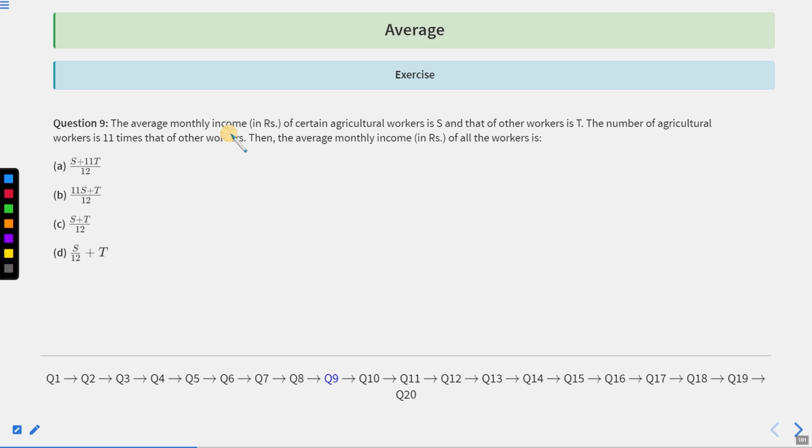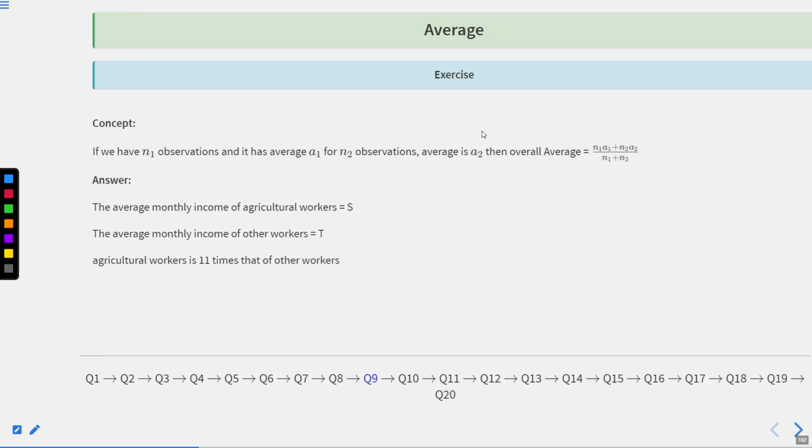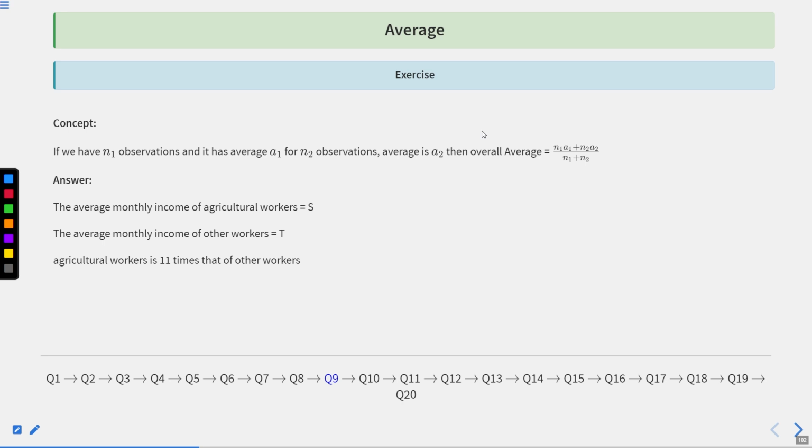The average monthly income in rupees of a certain agricultural worker is S and that of another worker is T. The number of agricultural workers is 11 times that of the other workers. Then the average monthly income of all the workers is. In this question, we are interested in finding the average monthly income of all the workers. This is a story-like question, so we first have to understand the information very clearly, and only then will we be able to apply the correct approach.